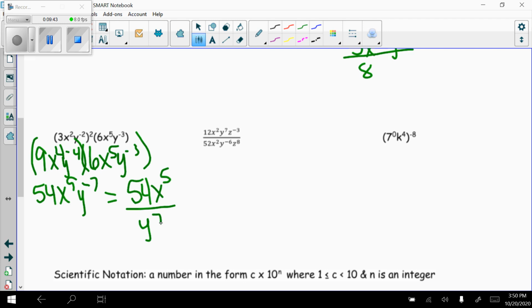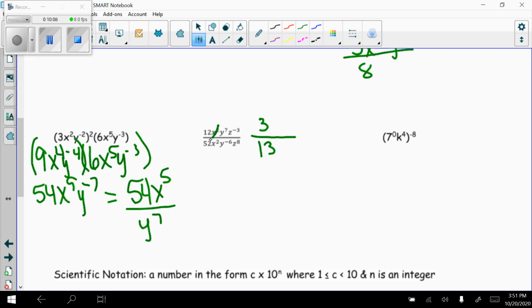The next one, 12x squared, y to the 7th, z to the negative 3, over 52x squared, y to the negative 6, z to the 8th. Okay, so I have a 12 and a 52. The biggest number that they have in common is a 4. So 4 goes into 12 3 times. 4 goes into 52 13 times.